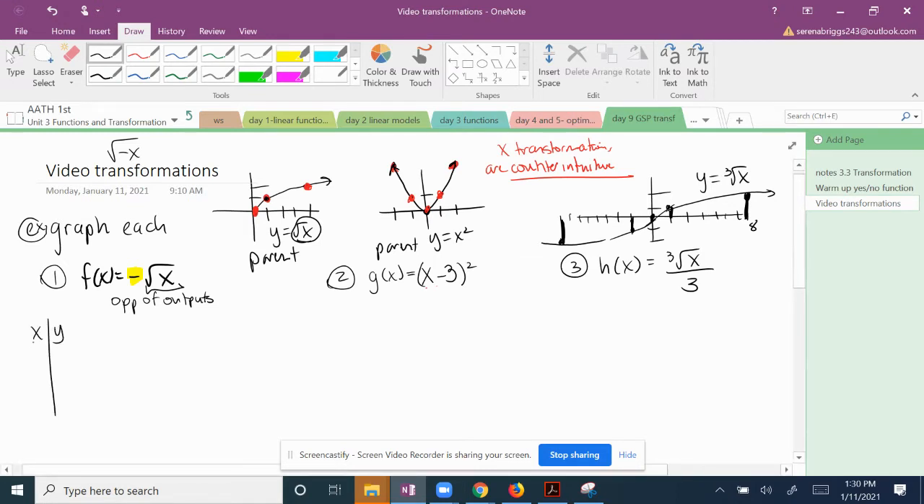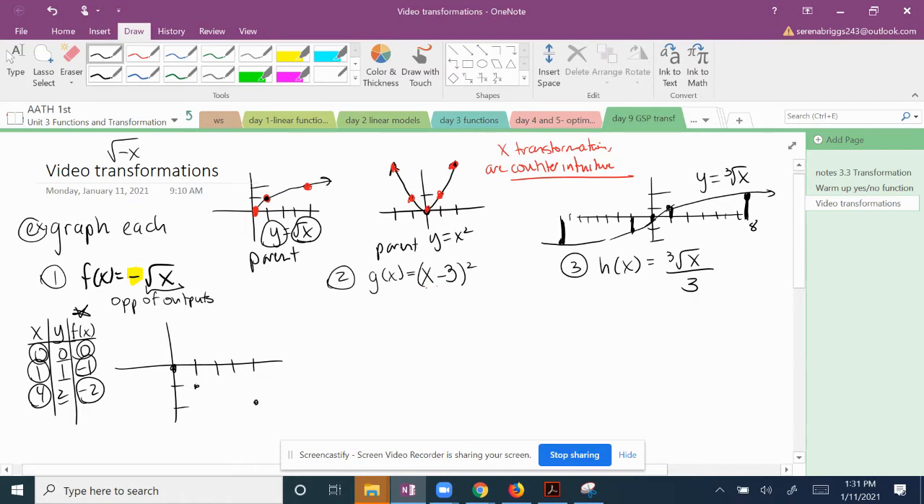So let me just write that in a table. There's x comma y, and that's 0, 0, 1, 1, 4, 2. Now I'm taking the opposite of those outputs. So the opposite of 0 is 0, the opposite of 1 is negative 1, the opposite of 2 is negative 2. So these are the points I'm going to plot: 0, 0, 1, negative 1, 4, negative 2, because I'm trying to plot f of x.